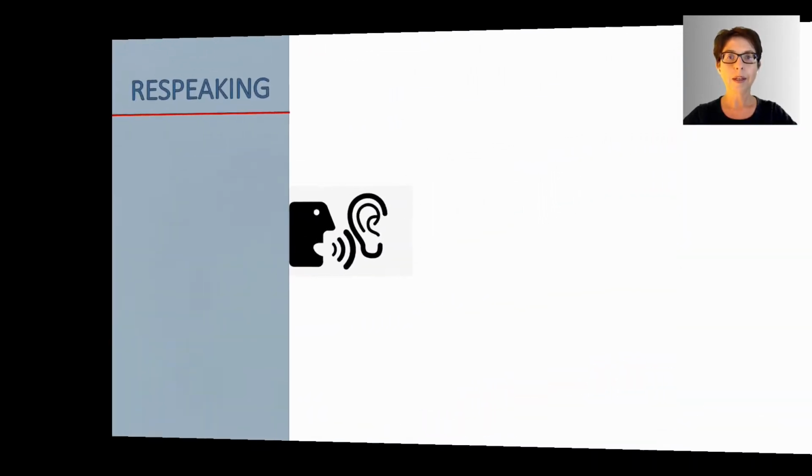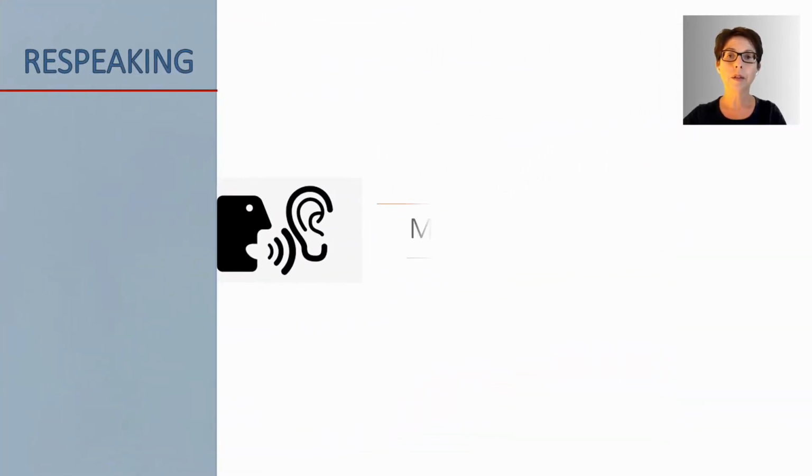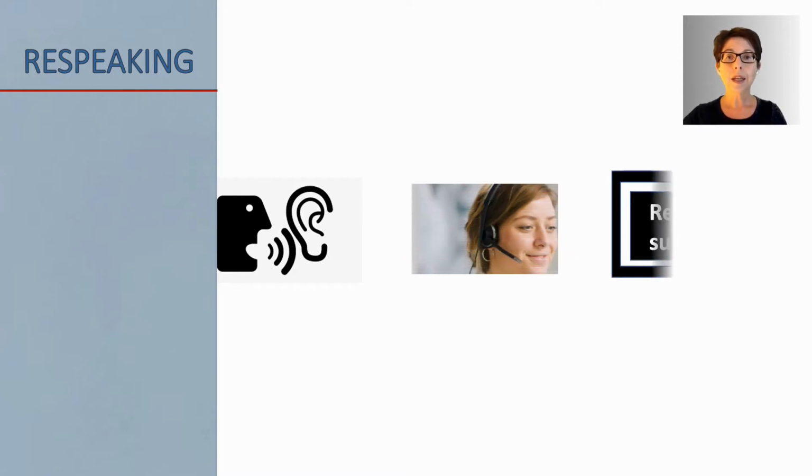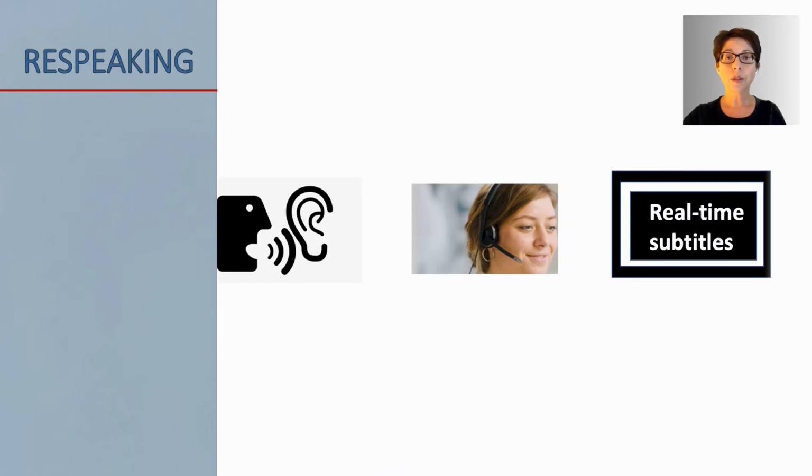First, re-speaking. In re-speaking, a subtitler or speech-to-text interpreter listens to the person speaking and dictates the text to a computer using speech recognition software. The software creates the written text, which appears then on a screen, often as subtitles.